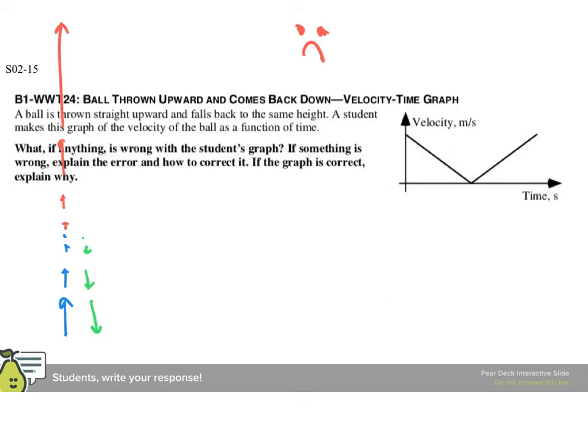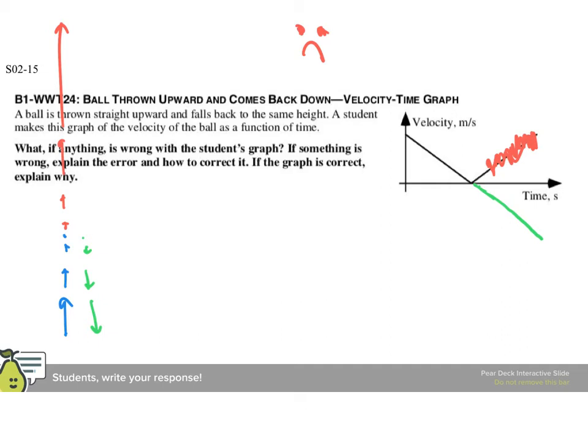How does that end up showing up on a velocity time graph? Well, the velocity should have become negative. So we should have seen a continuation of the original line and not this bit. Right? That's the error. And then we see that the slope of this line is continuous, and it would have the value of minus 9.8 meters per second squared.